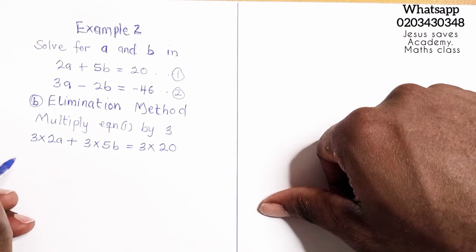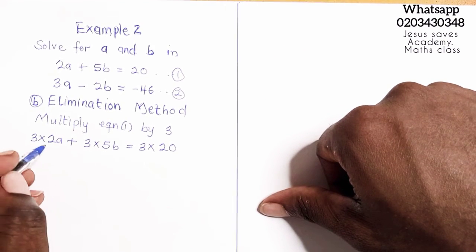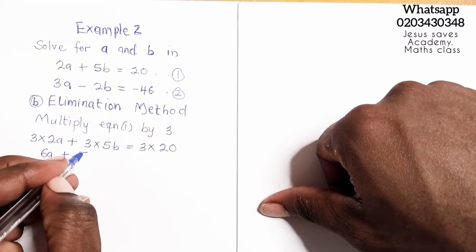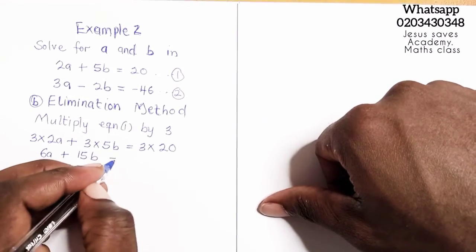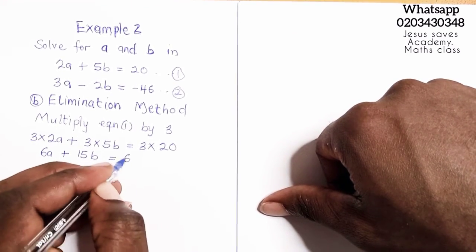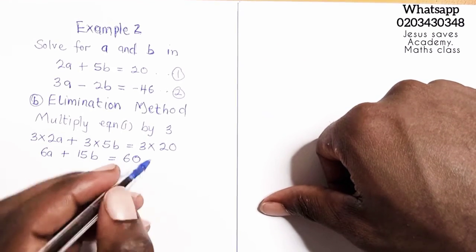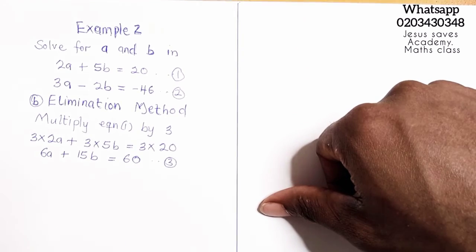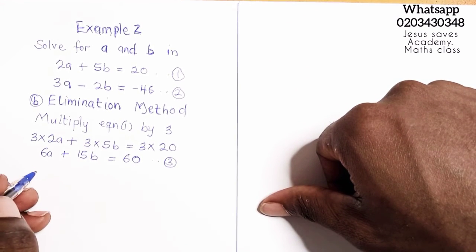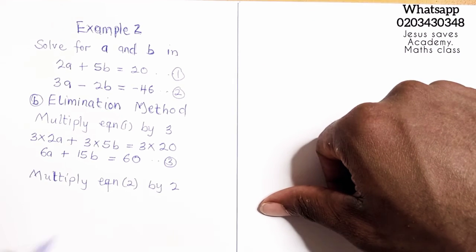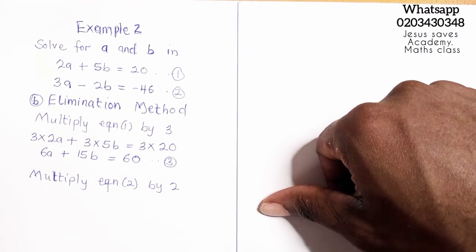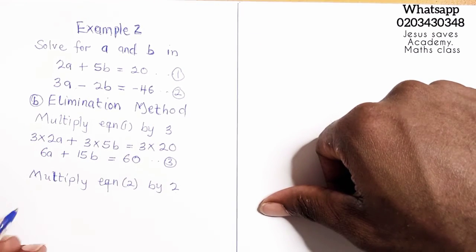So we simplify the equation. We are having 6a plus 15b equals 60. This is our equation 3 after multiplying. And then the next one, we will multiply equation 2 by 2. So the coefficient of the first one will multiply the second equation.